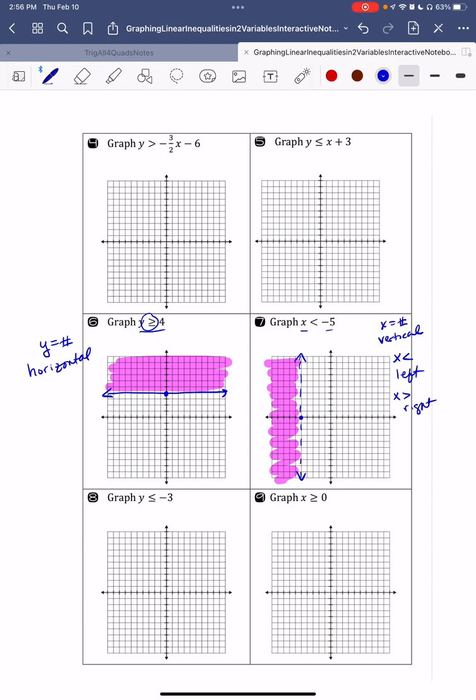So let's do problem 9, and then I think we'll call it a day here. So we're going to graph x is greater than or equal to 0. So because it's x, I know it's going to be a vertical line through the point x equals 0. I see greater than or equal to, so it's solid. And since it's greater than, I'm going to graph to the right because that's where the x values are that are greater than 0.